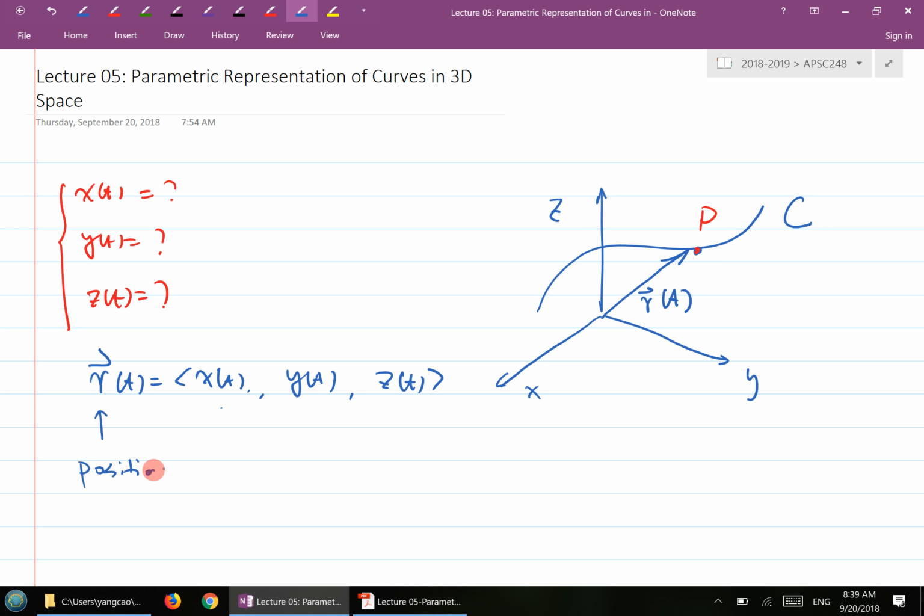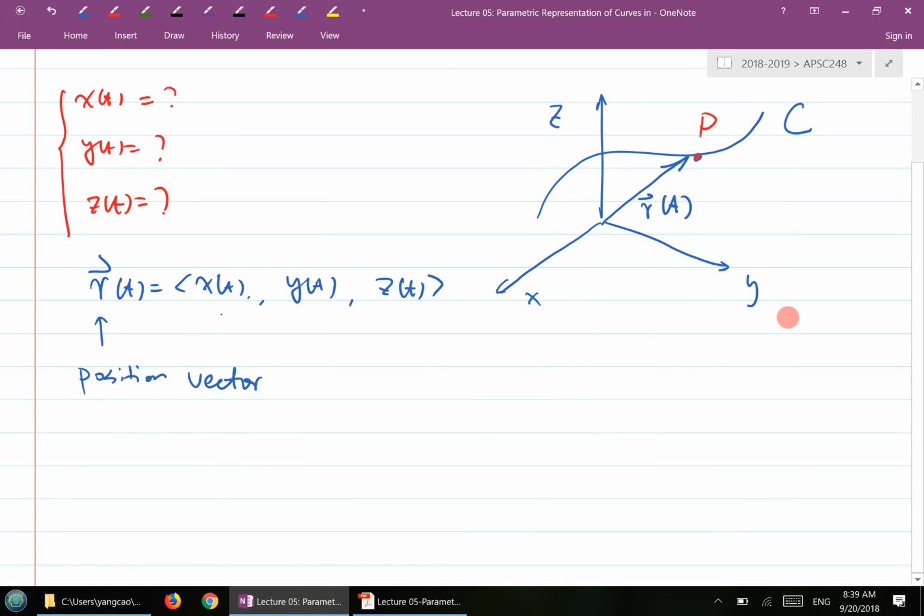So here is the simple concept I want you to remember. If you look at individual points for different t values, you get different position vectors. This position vector, write it down, becomes a function of t, and that becomes the parametric representation of the curve. And that's the simplest way to represent a parametric equation for a curve.